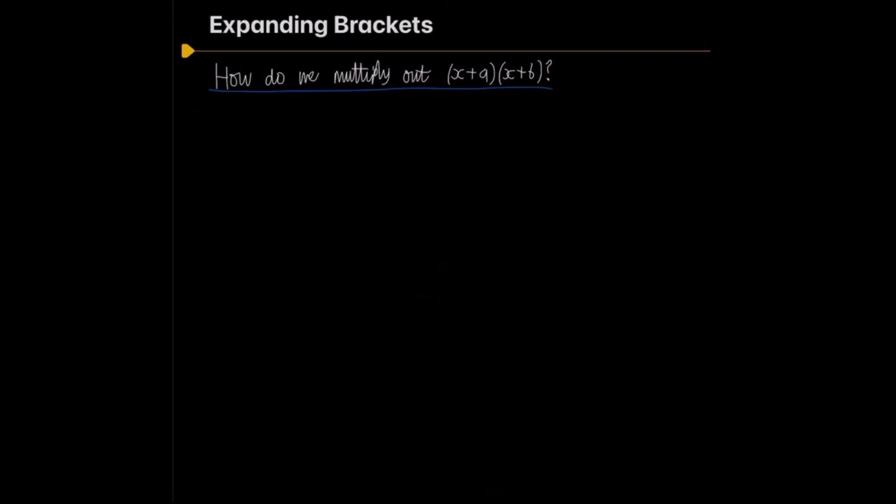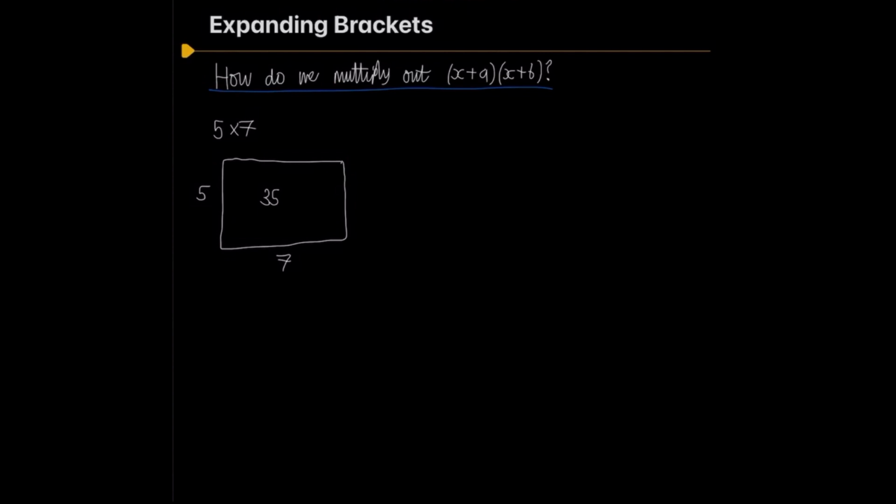Today we're going to have a look at expanding brackets containing algebraic terms. For example, how would we multiply out x plus a multiplied by x plus b? Whenever we're multiplying two numbers, for example 5 times 7, implicitly we're finding the area of a rectangle with dimensions 5 and 7. Obviously the area here is 35.